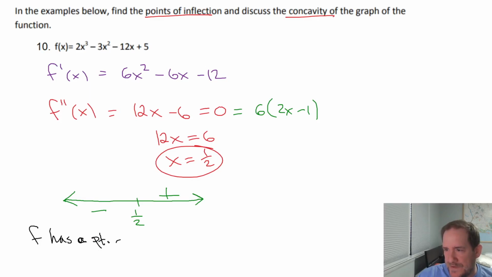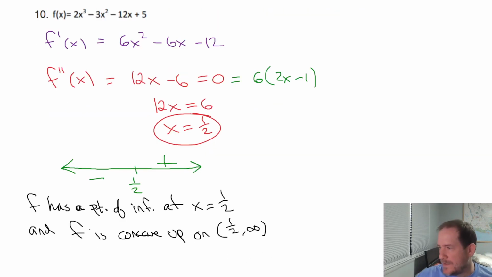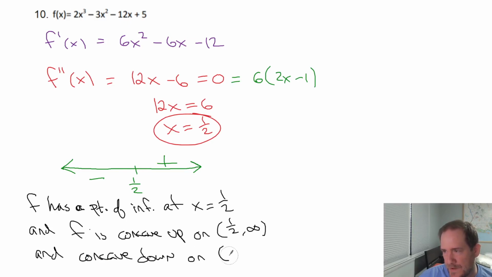So the point of inflection (INF) is at x equals 1/2, and f is concave up on the interval from 1/2 to infinity, and concave down on the other side of 1/2. So, from negative infinity all the way to 1/2.